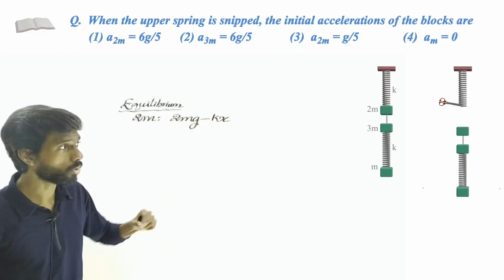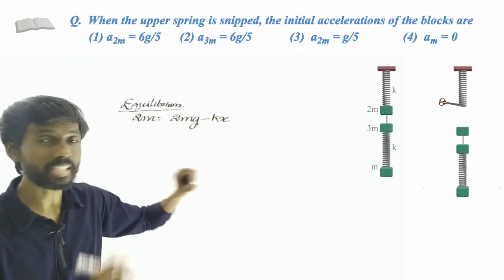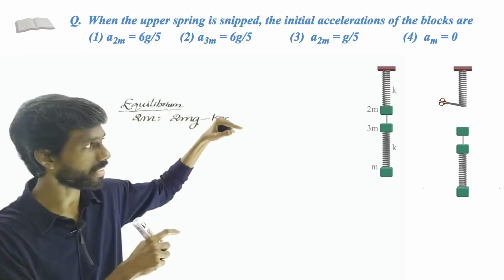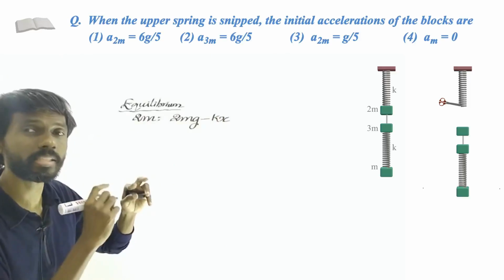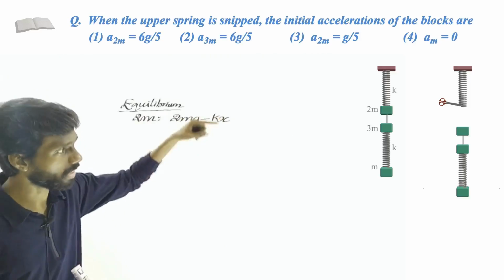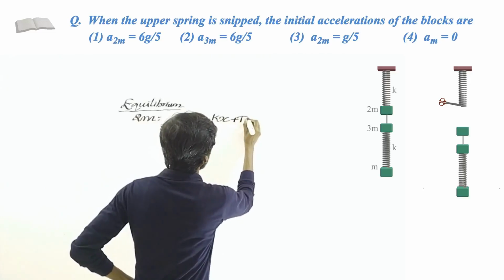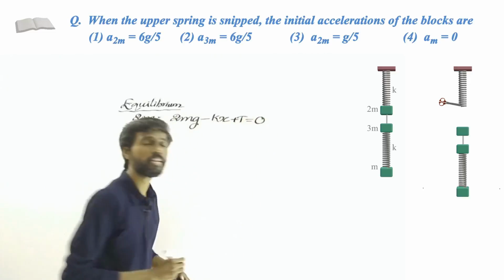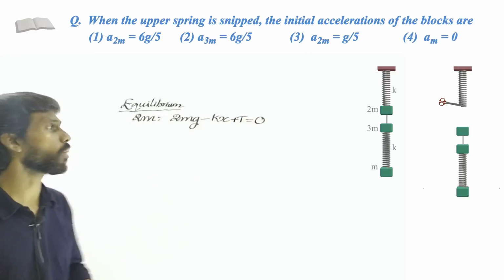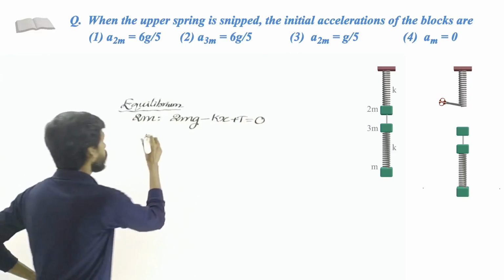All right, and also the tension due to that string. The string which connects the 2m block and 3m block has tension, say T. The tension is acting in the downward direction, so plus T, and that equals 0. Initially the system is in equilibrium. So that is for the block of mass 2m.